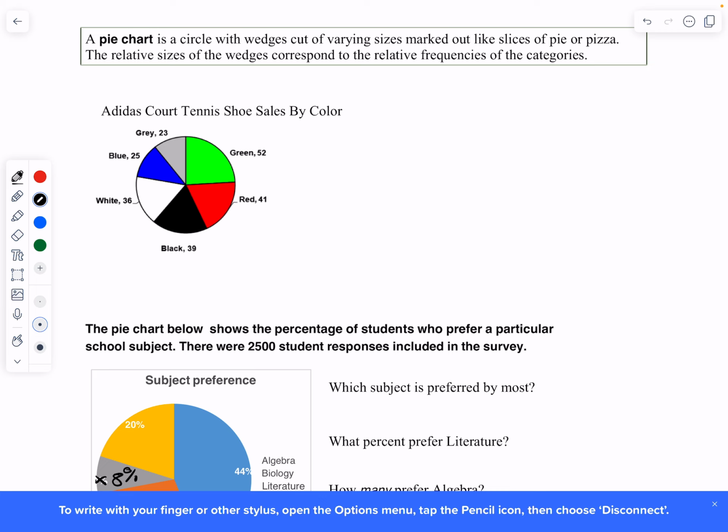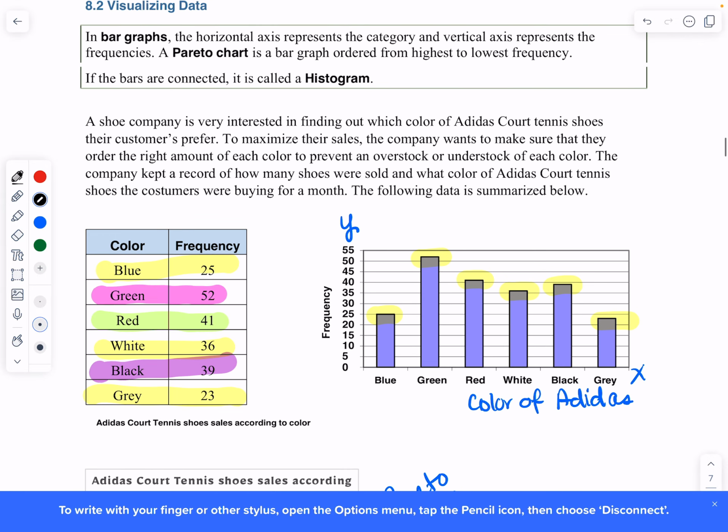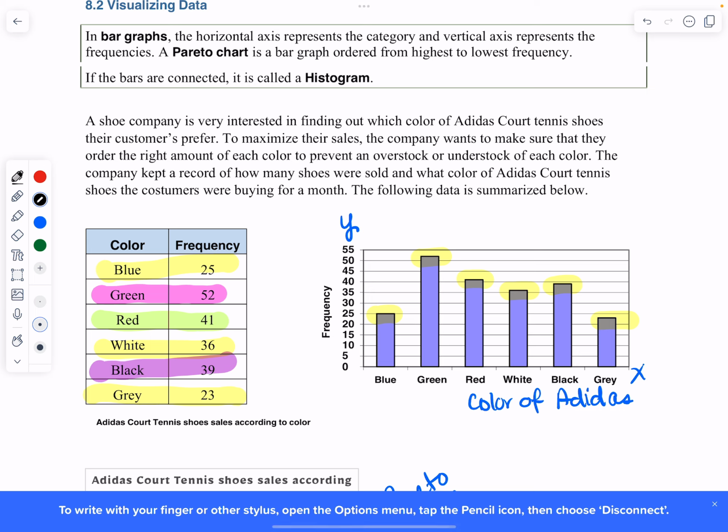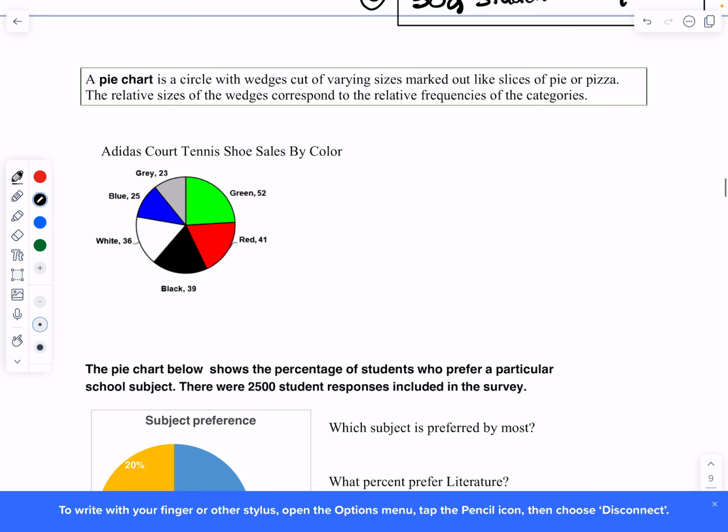So the first one we're looking at is Adidas court tennis shoes sales by color. So we see that 52 shoes were sold that were green, 23 were gray, 25 were blue, 36 were white, 39 were black, and 41 were red. And by the way, these values all go back to that frequency chart we had earlier. So let's go back and look at that really quick. So at the top, remember I showed you the color and then the frequency. So now instead of representing the data with a bar chart or a Pareto chart, we're now using a pie chart to get that same information across.